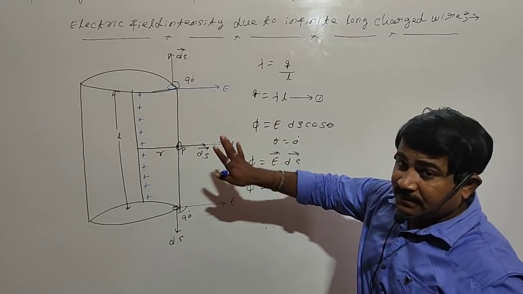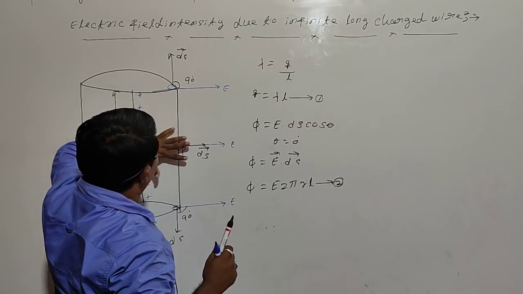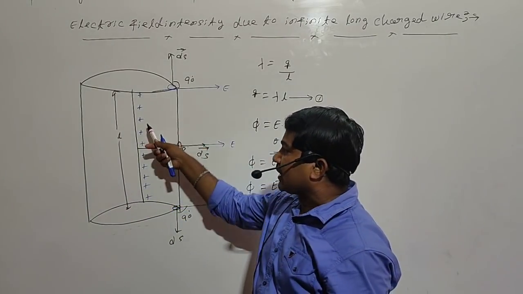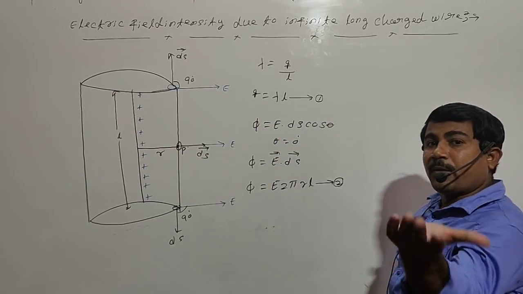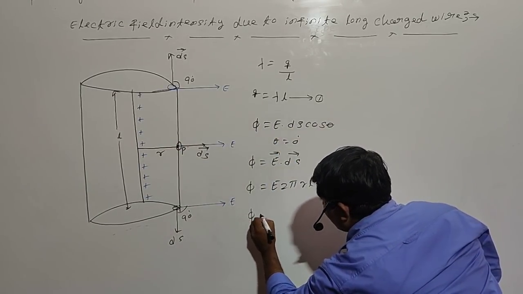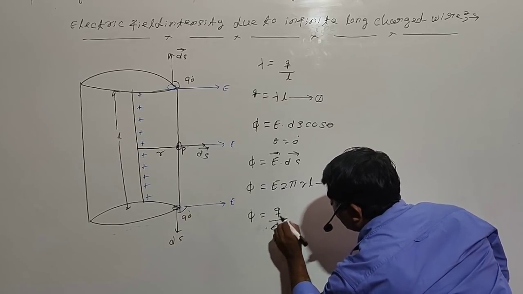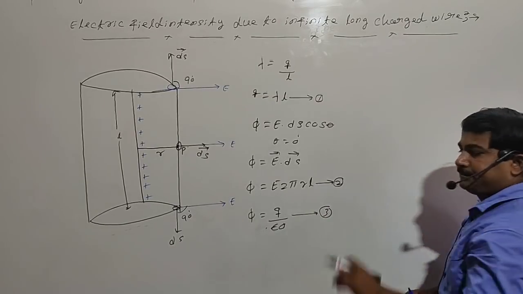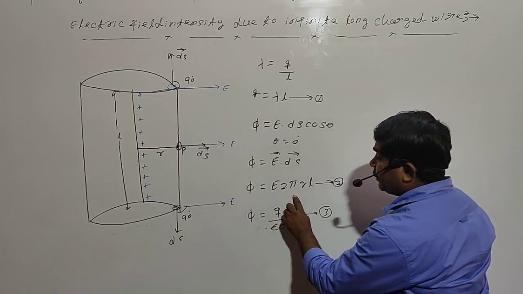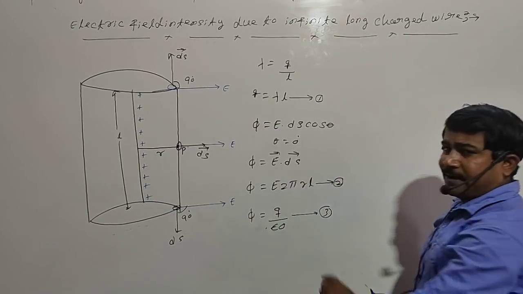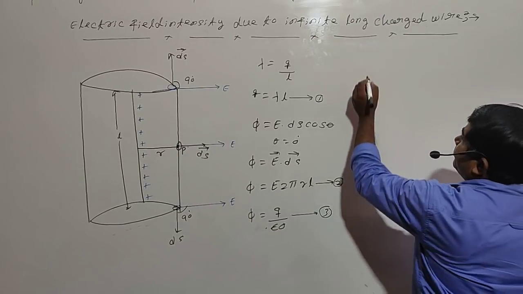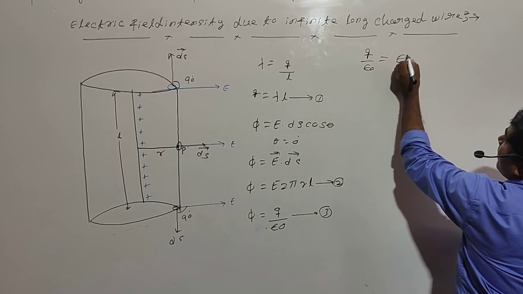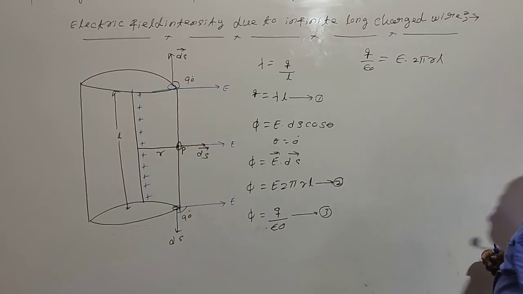But what does Gauss law say? The total electric flux through a closed surface equals 1 by epsilon naught times the total charge enclosed by the closed surface. So phi equals Q divided by epsilon naught. This is equation number 3. Just compare equations 2 and 3: phi is available in both. From equations 2 and 3, Q divided by epsilon naught must equal E into 2 pi R L.